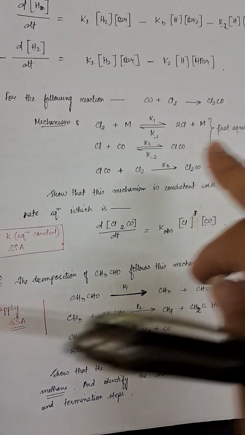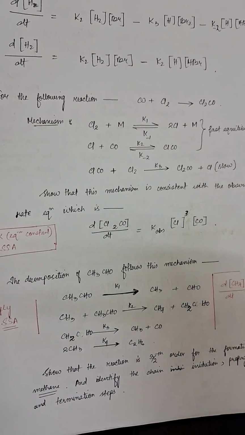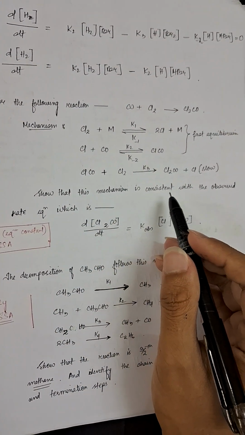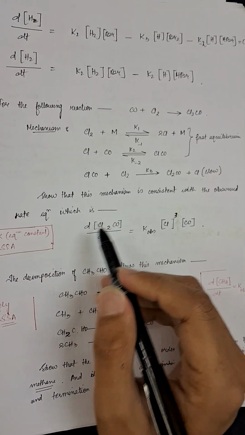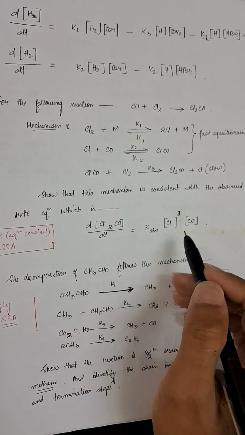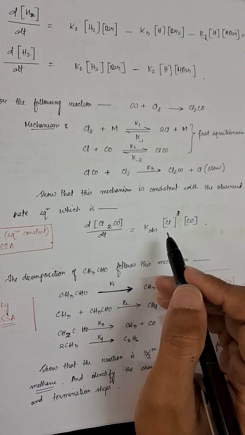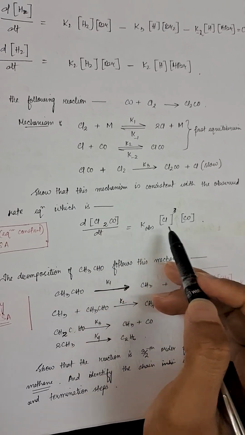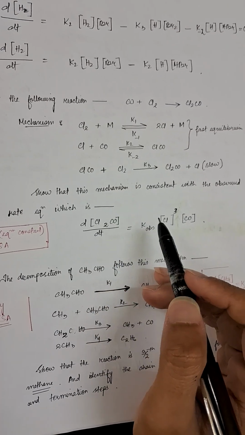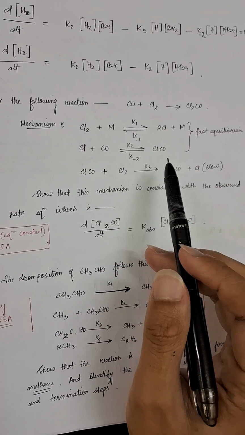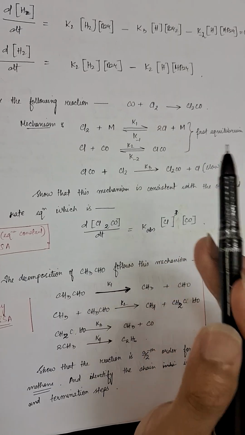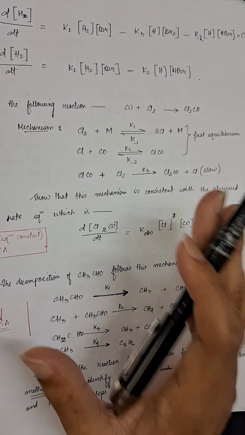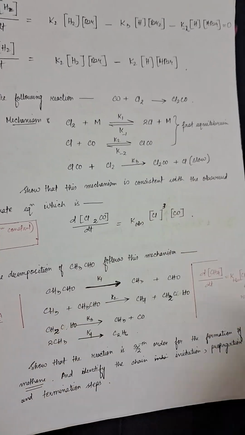So that is why for solving this equation I used this. It said to show that the mechanism is consistent with the observed rate equation, which is this. So it's given that the rate equation of this reaction is this one, and we are asked to show this equation is true. In order to solve this question and prove what is said there, I have to use the equilibrium constant formula, not steady state approximation.